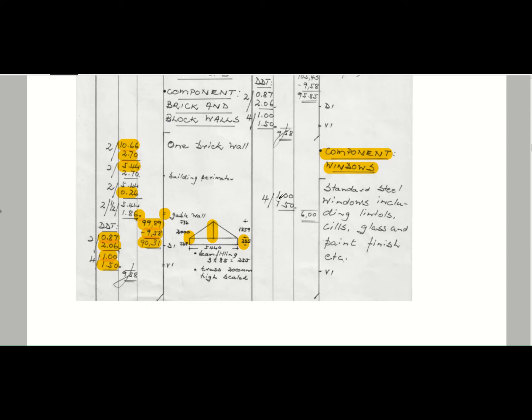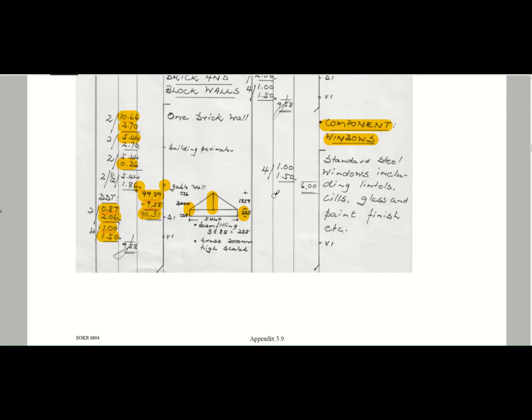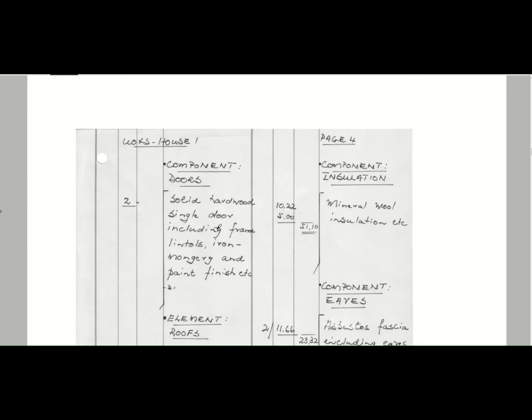So the guideline is actually the way that you're going to measure it. So I'll explain that a little bit later. But for the example, this is just how everything works. So you've got your component for doors. Here you can see it's actually measured in number.